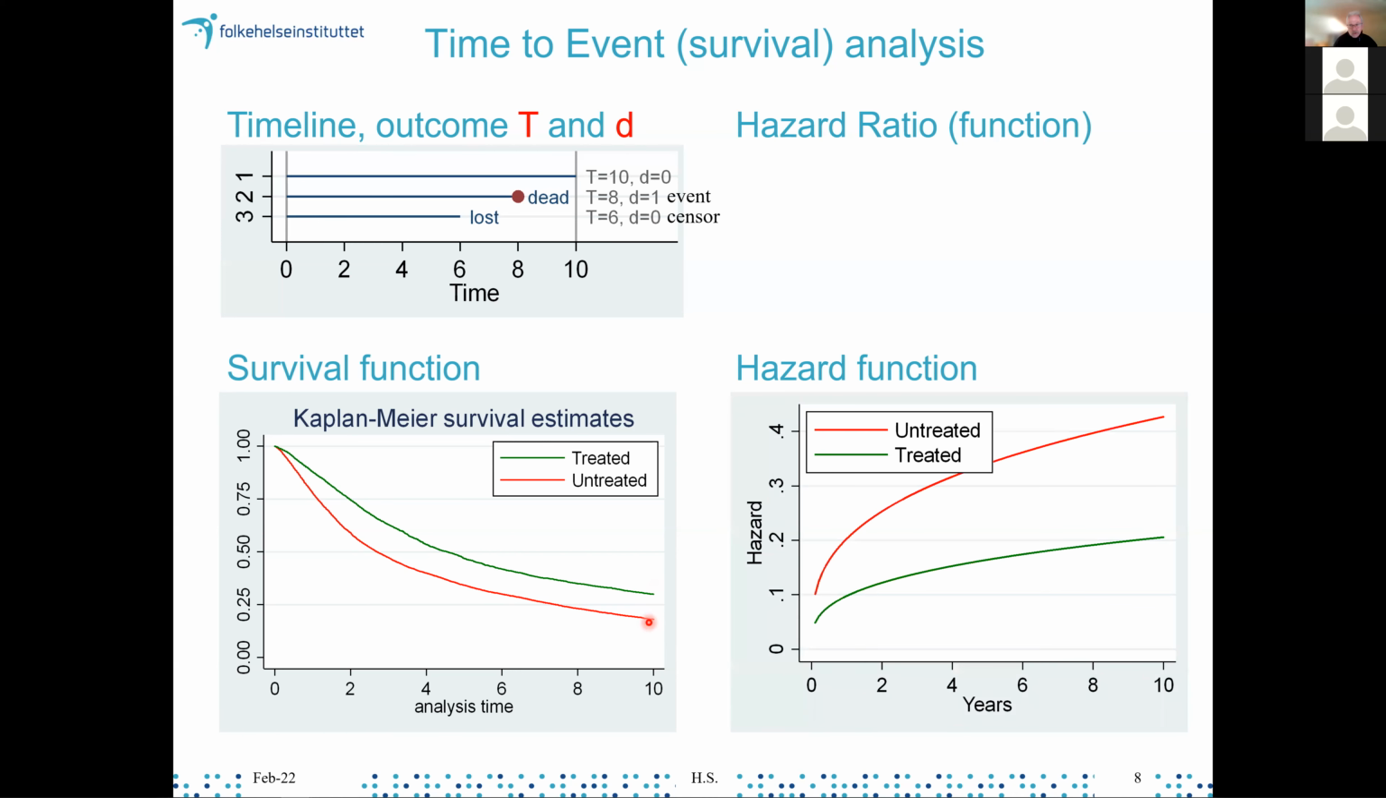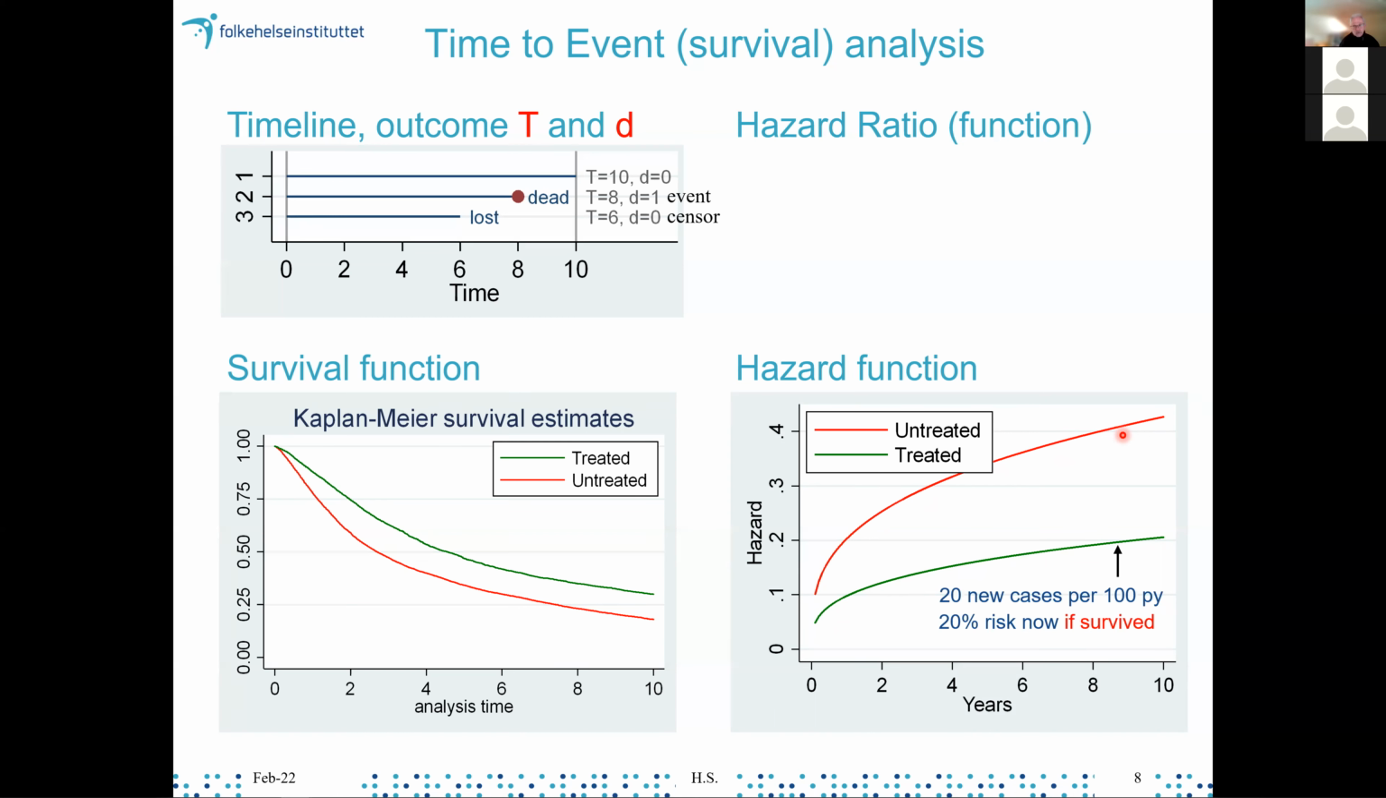We can also plot the hazard functions. So this is the hazard function over time of the treated and this of the untreated. And we have an increasing hazard over time in this example.